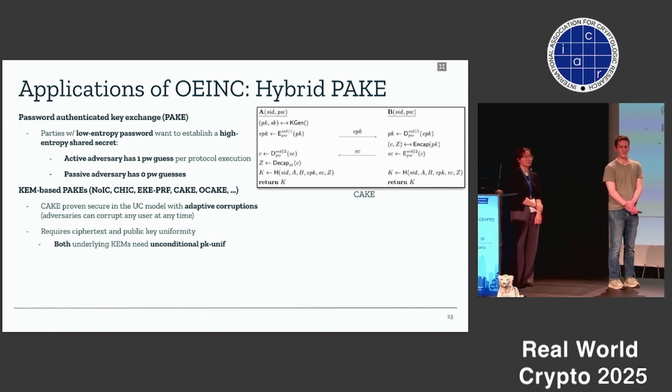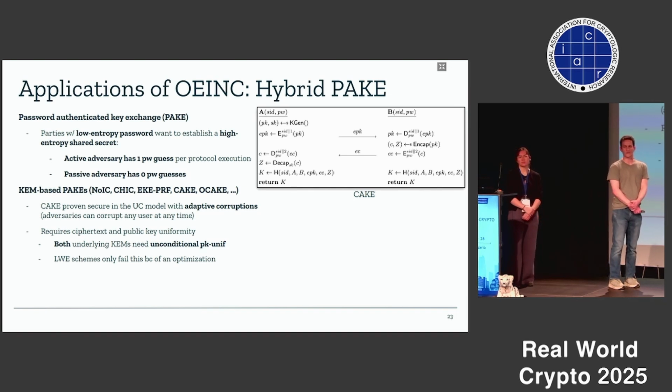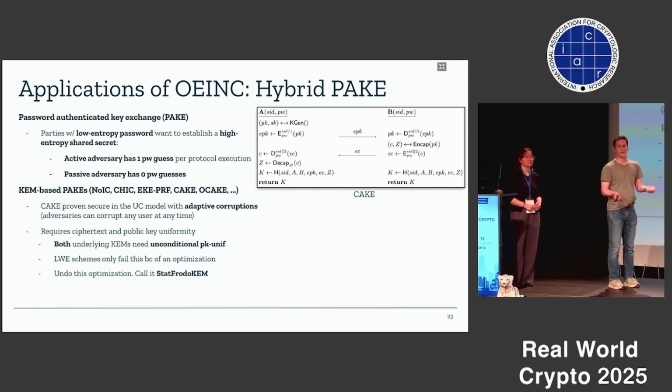It's just a random group element. But none of the lattice-based ones have this property. They're all based on the LWE or MLWE or LWR assumption. However, this isn't inherent. A lot of these LWE schemes rely on an optimization due to Lindner and Peikert, where instead of having a public key that is uniform and a ciphertext that is an LWE sample, it makes both the public key and the ciphertext LWE samples. So our idea is simply just undo this optimization.